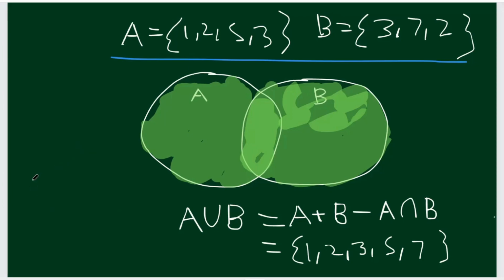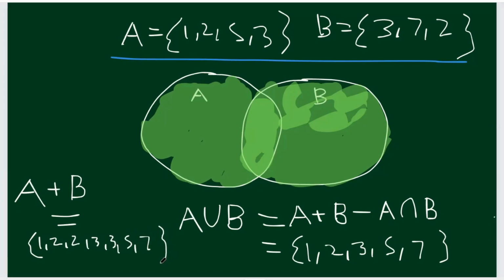Now, if we did A plus B, what would this give us? Well, remember when we didn't subtract the intersection, we did double count the intersection, right? So in this case, you would get 1, 2, 2, 3, 3, and then 5, 7. So in this case, A plus B and A union B are different.